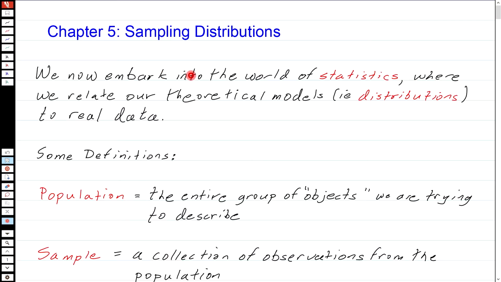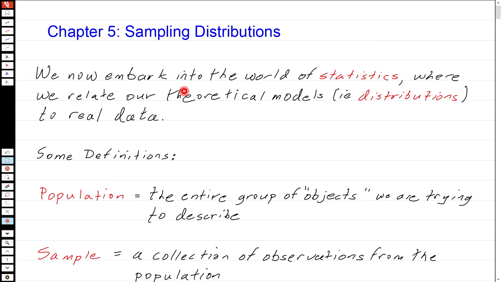Hello, everybody. So this is week 8, and this is the first part of lecture 1 of week 8. And we're starting today on chapter 5, which is sampling distributions. And this is the beginning of the statistics part of this course. So with no further ado, let's switch over to the notes.